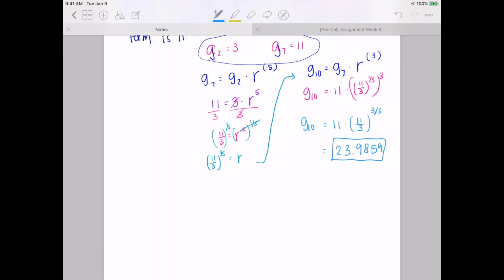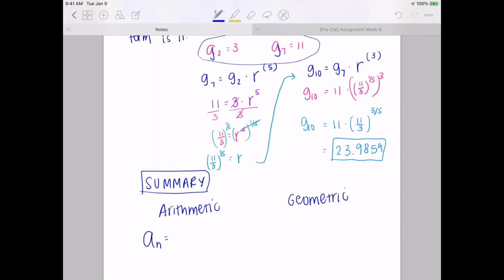Okay, so that's it. Let me just summarize real quick our two formulas. So if it's arithmetic and geometric, arithmetic formula is a sub n equals a sub 1 plus d times n minus 1. Geometric is g sub n equals g sub 1 times r to the n minus 1. Okay, that's it.